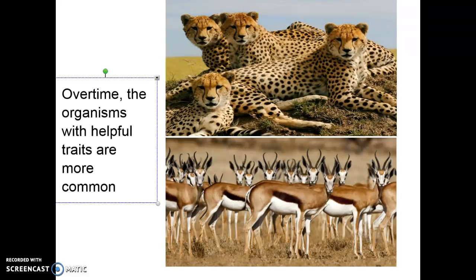Okay. And so over time, the organisms with these helpful traits are more common. Okay, so only the fastest cheetahs are going to survive, and only the fastest gazelles are going to survive. And that's the process of natural selection. It basically gets rid of any organisms that just can't survive, or maybe they're not suited for the environment that they're in. They just don't survive to pass down their traits.